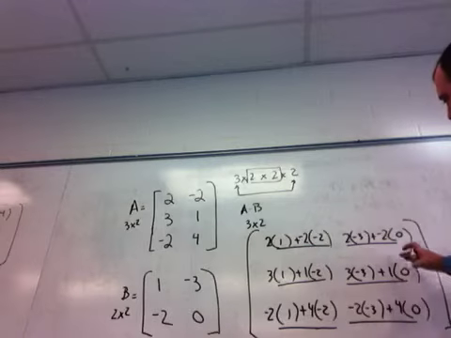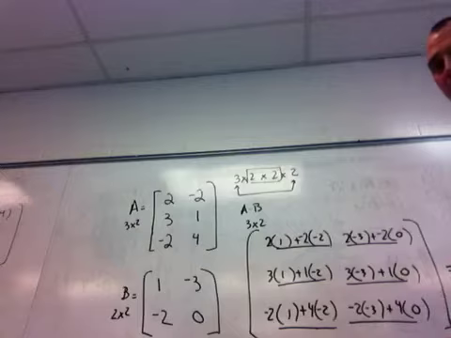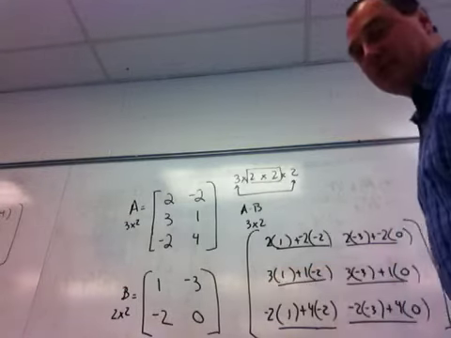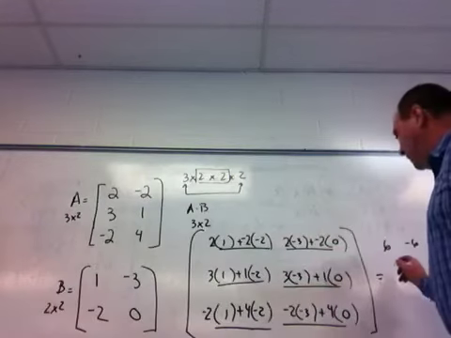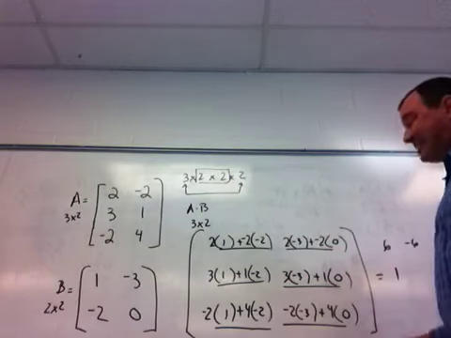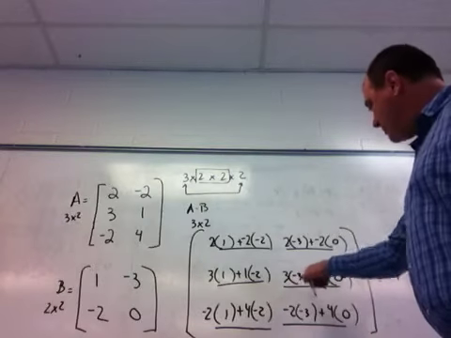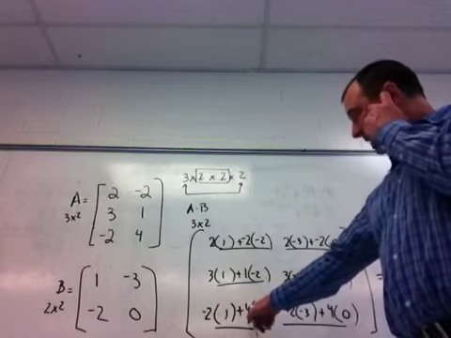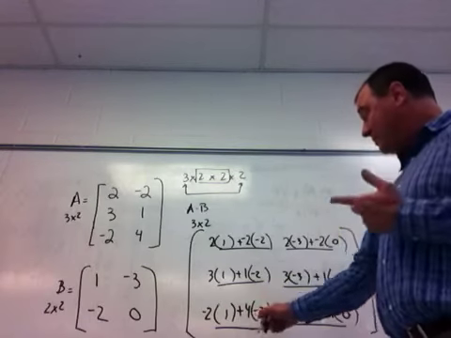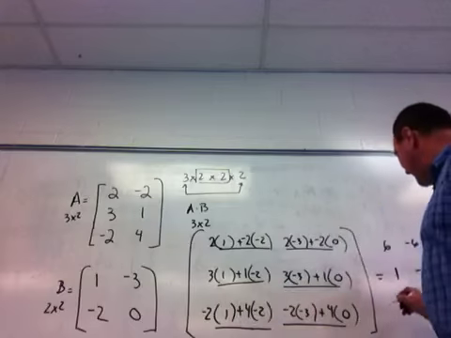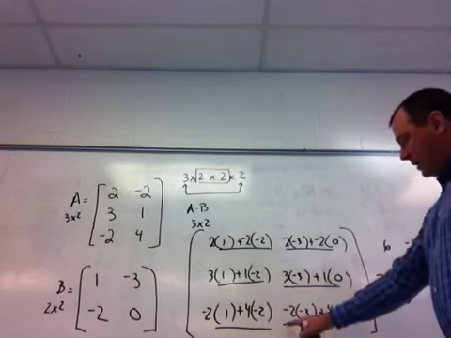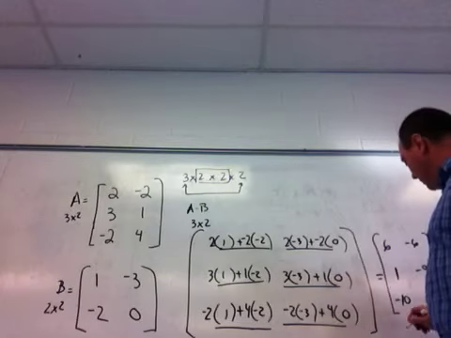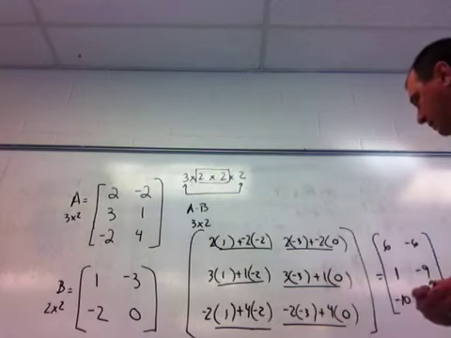Notice that these zeros are going to help me out when I do my multiplication and addition. Here I have 3 times 1 plus 1 times negative 2, which is actually going to give me 1. Here I have 3 times negative 3 plus 0, which is -9. Here I have negative 2 times 1 plus 4 times negative 2. That would be negative 2 plus negative 8, which is negative 10. Here we have positive 6, which ends up being our last element here.